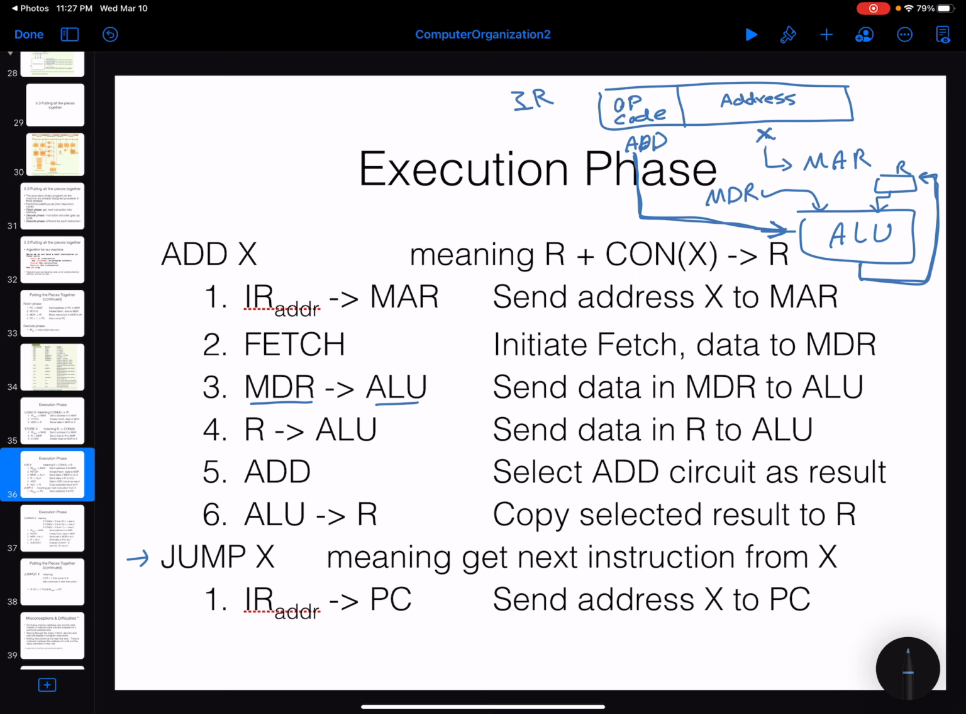If you are executing some instruction like JUMPX, it is simple, right? Because this time it just means that whatever is the address x, this needs to be the address that the next instruction will be taken from. So you just need to copy the address x into the PC. Where is the address x? It is in the address part of the register IR. That part will be actually copied into the PC.